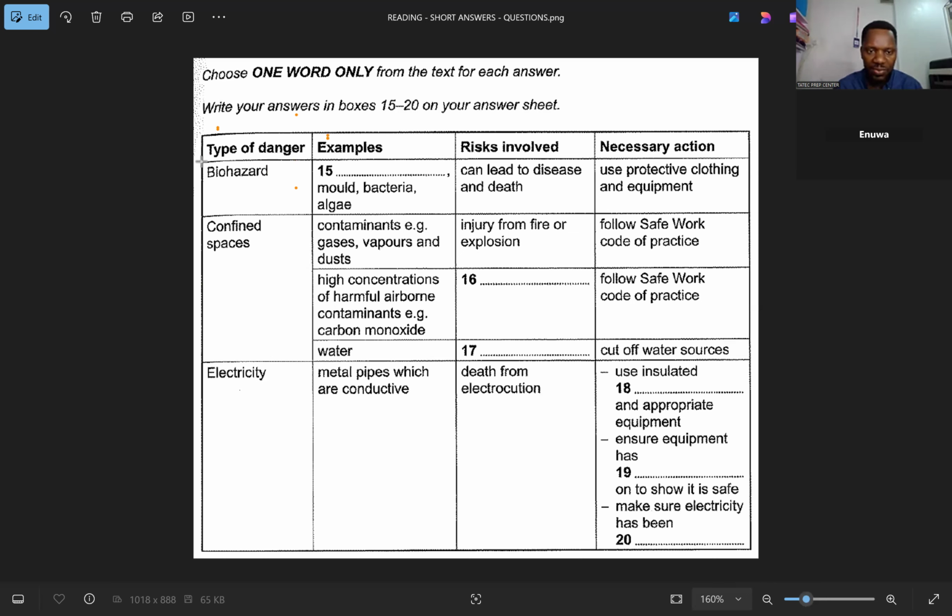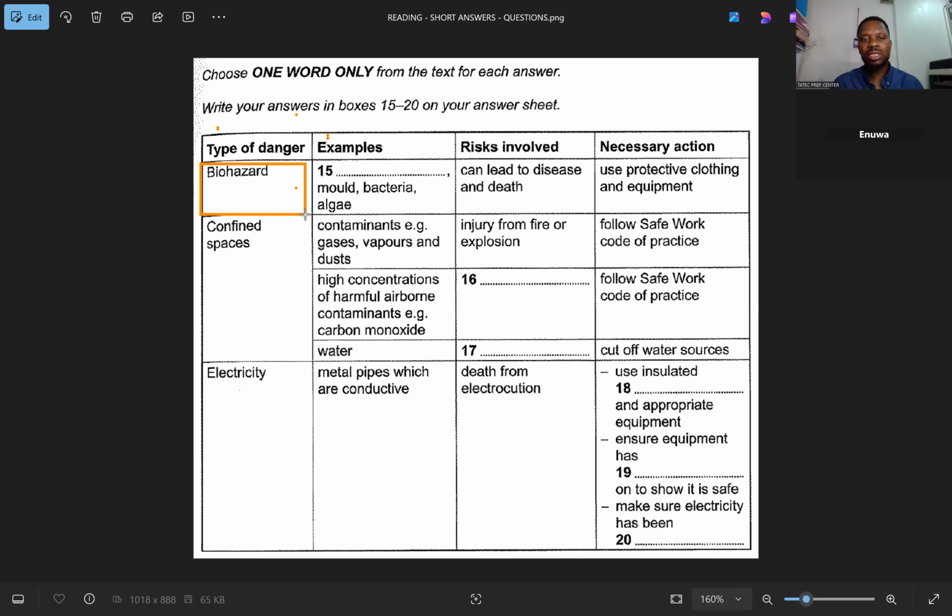So first thing first, type of danger. After that, you go to the examples as provided in the passage. Then after that, you look at the risks involved, if that is where your answer is supposed to come from. Then lastly, you go to your necessary actions. These are ways of getting your answers. Now, to begin, let's look at the first part, one after another. The first thing is biohazards, which we have read in the passage.